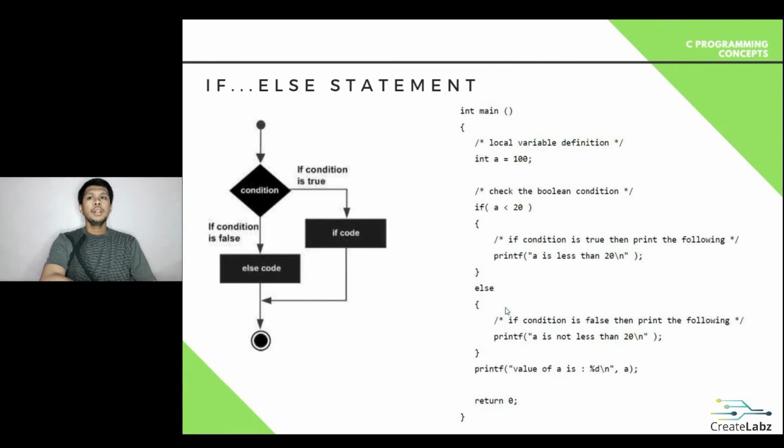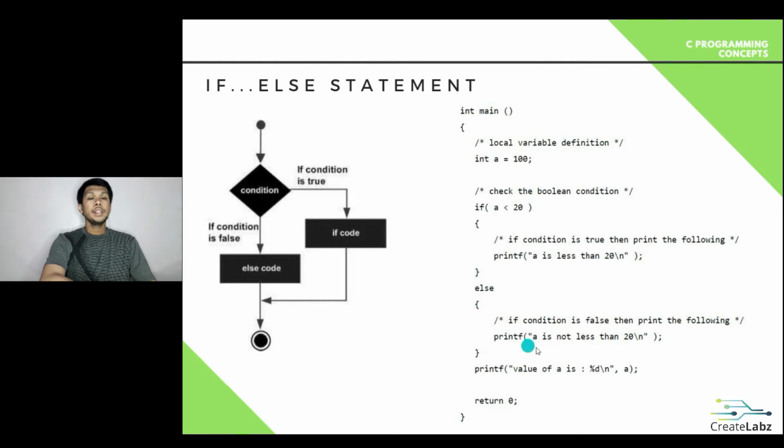Now, let's evaluate. Is a less than 20? Value of a is 100. So 100 is not less than 20. So meaning this is false. Since this one is false, it will not do this code. What it will do is it will go to the else code. So it will execute this part.